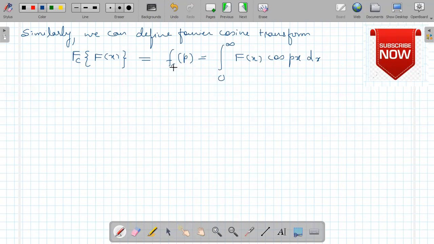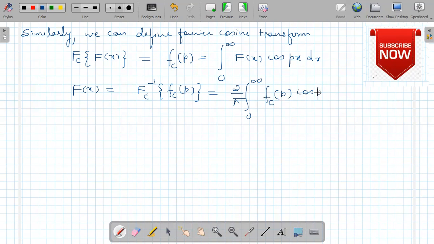And if we take the inverse Fourier cosine transform of this function, then we can obtain the function f(x), which is defined as 2 upon pi integral 0 to infinity Fc(p) cos px dp. So both formulas are similar and it is easy to remember them.